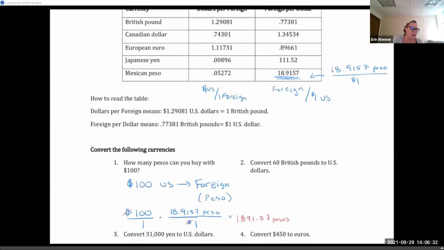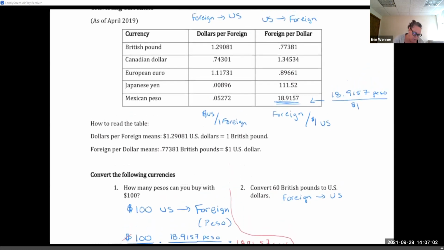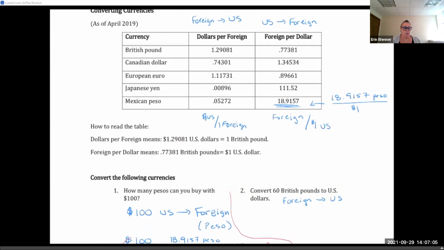Don't get too caught up in the types of money that we're using. This is literally just straightforward conversions like we were doing from American to metric or metric to American. It's the same idea. So in number 2, we want to go from British pounds to US dollars. That means we're starting at foreign and we're going to US. Do we want to use column 1 or column 2? Column 1, yeah, because the first column is our foreign to US.